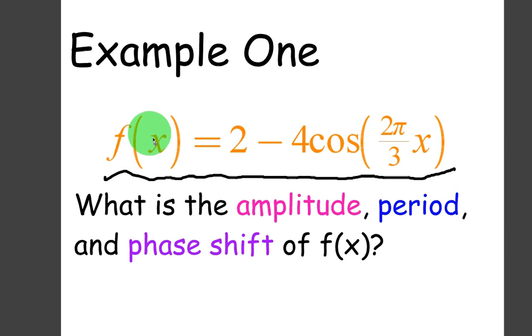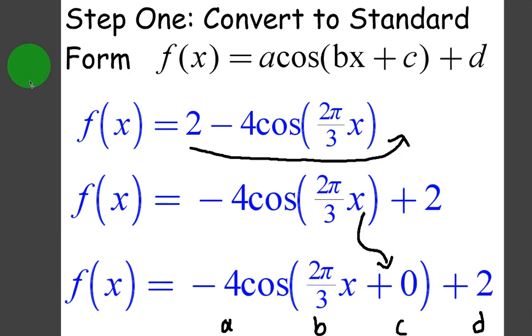Example 1, we have f of x equals 2 minus 4 cosine of 2 pi over 3x. The question is, what is the amplitude, period, and phase shift of f of x? Now, I've already gone in great detail about each of these topics, so I'm not going to review all of that stuff as thoroughly as I did. You can go back and watch those videos, and feel free to ask me any questions about that.